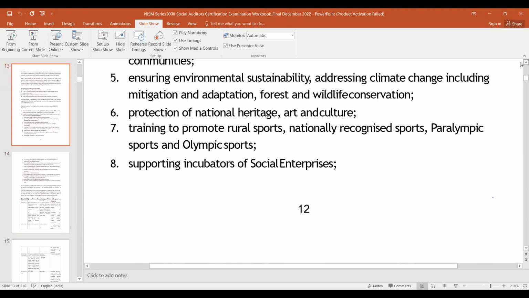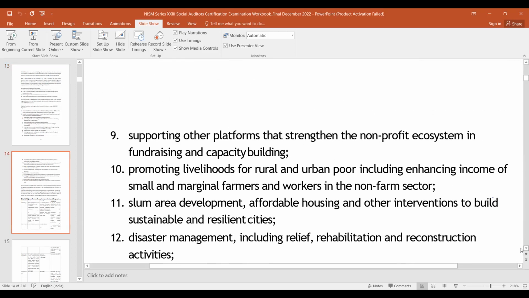This is supporting incubators of social enterprises. Then supporting other platforms that strengthen the non-profit ecosystem in fundraising and capacity building, promoting livelihoods for rural and urban poor, including enhancing income of small and marginal farmers, slum area development, affordable housing, then disaster management, including relief, rehabilitation, and reconstruction activities.